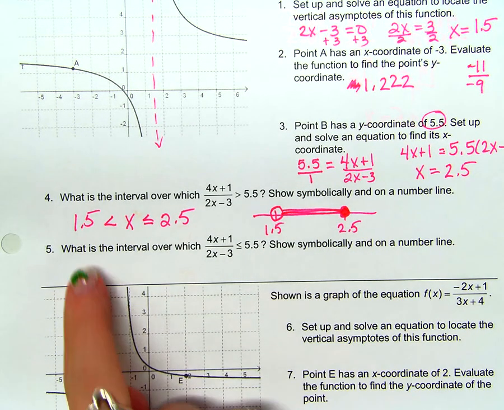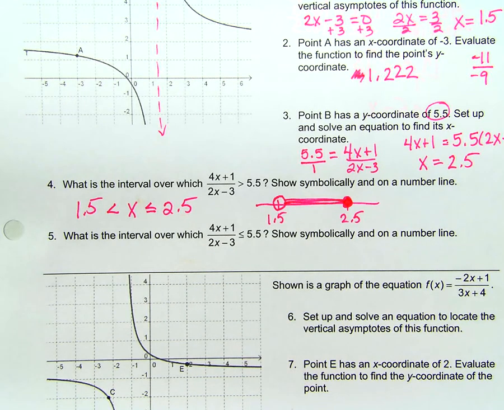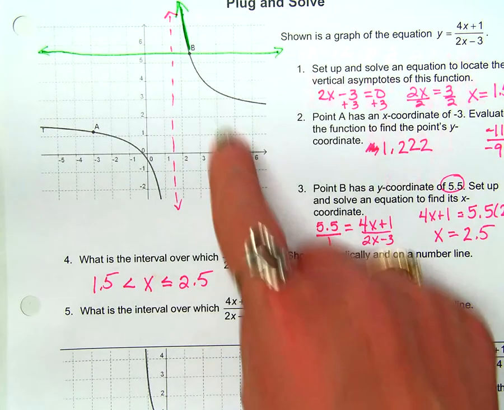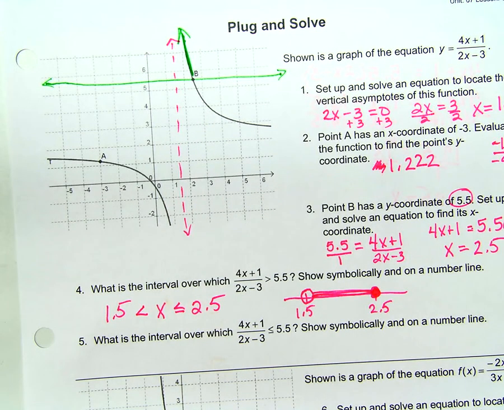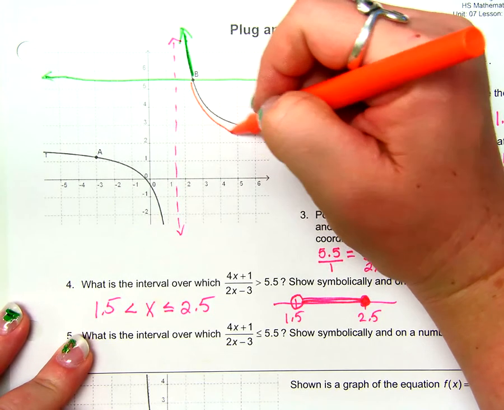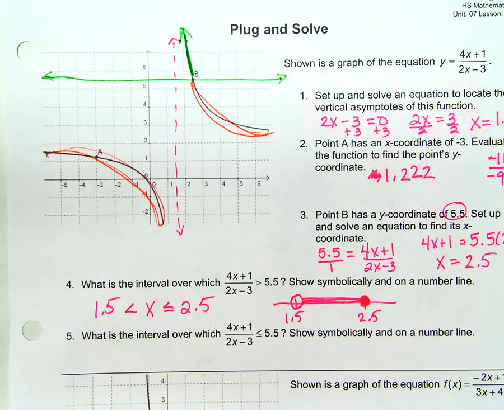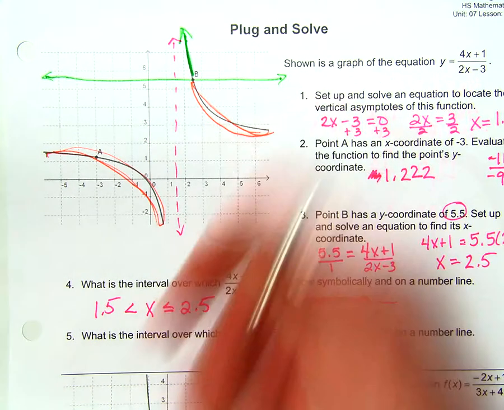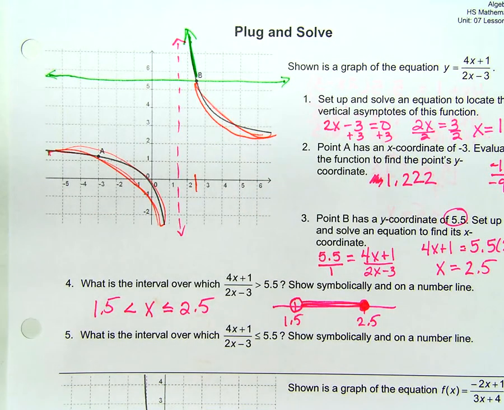Okay? Over what interval is this rational function less than or equal to 5.5? Well, isn't it this part down here? Yes? It's that part right there and this part right over here, isn't it? So, instead of being in between these two values, what is it going to be? Outside those two values, isn't it?